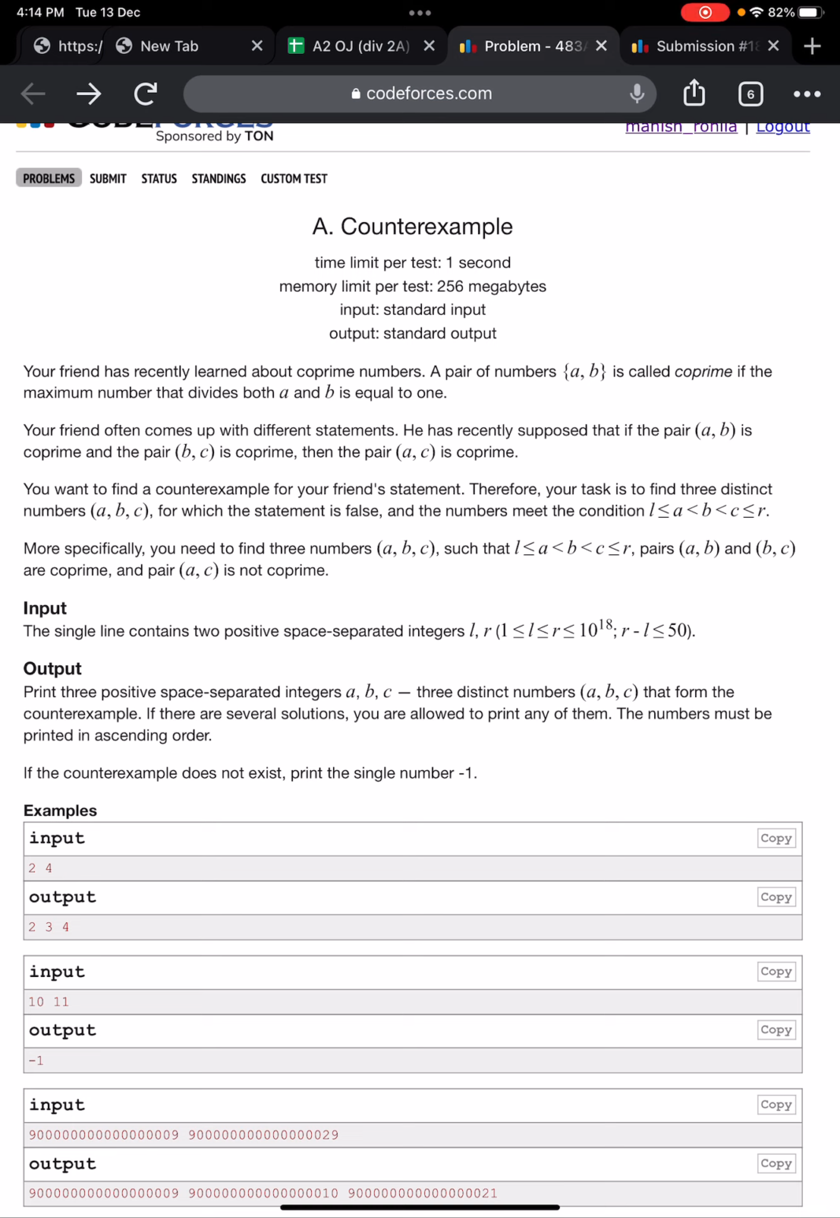I'm going to solve another problem of Codeforces. This is a very simple question, and in this question you have to find co-prime pairs. You need to find three numbers A, B, C such that the pairs AB and BC are co-prime and the pair AC is not co-prime. And here you have to know the co-prime number. A pair of numbers A and B is called co-prime if the greatest number that divides both A and B is equal to 1. Means the maximum number that divides A and B should be 1. Simply, this is the question.